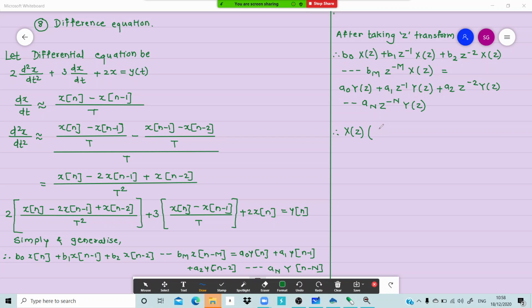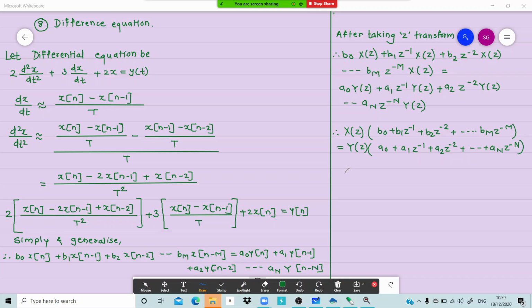you are going to have b naught plus b1 z raised to minus 1 plus b2 z raised to minus 2 plus bm z raised to minus m, is equal to Y(z) times a naught plus a1 z raised to minus 1 plus a2 z raised to minus 2 plus an z raised to minus n.